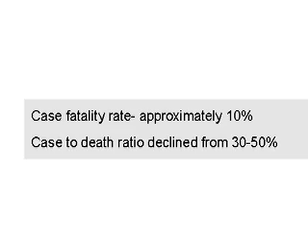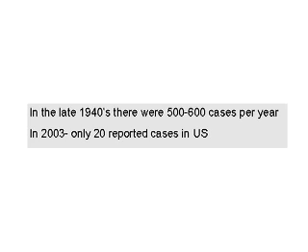So just to give you a perspective, the case fatality rate now is 10%. People who get it in the United States can be treated. It declined from 30 to 50%, so about half of the people who got tetanus, and you can imagine if you were in the middle of nowhere, you could die. As late as the 1940s, there were about 500 or 600 cases per year, and in 2003, there were only 20 reported cases, and some of these were just localized tetanus.